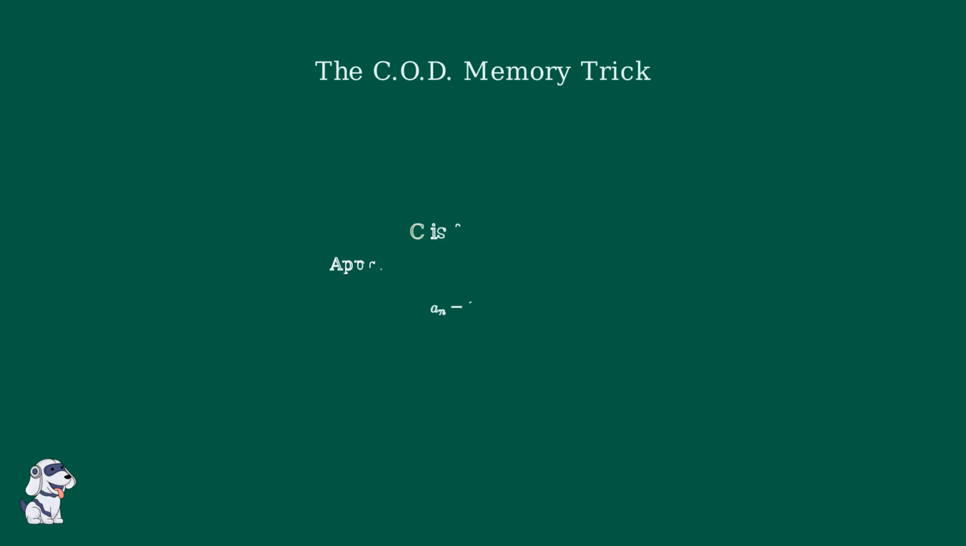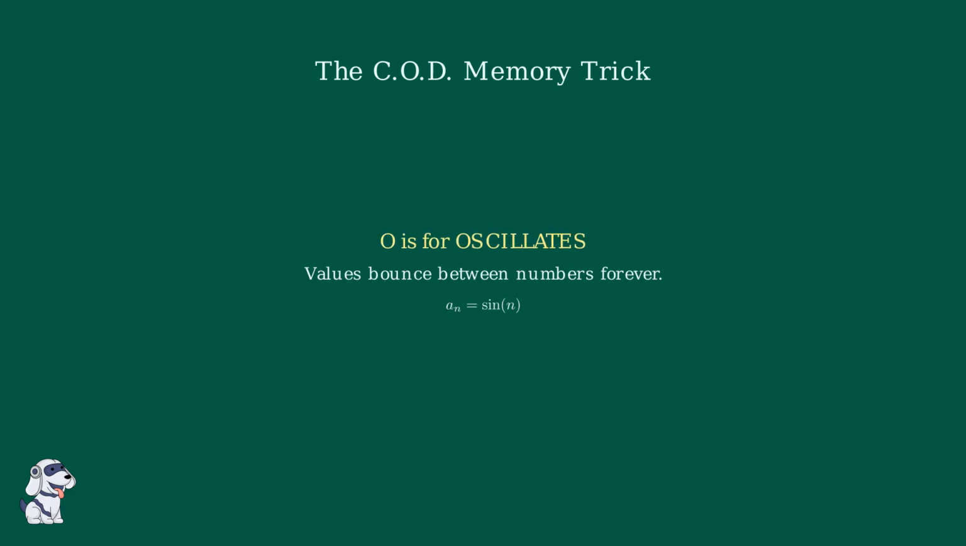C stands for close. If the sequence terms approach a single finite number, the sequence is convergent. O stands for oscillates. If the terms bounce back and forth between values without settling, it is divergent. D stands for drifts. If the values grow or shrink without bound towards positive or negative infinity, it is divergent. Remember, only sequences that drift close to a finite limit are convergent. Oscillating or drifting sequences are always divergent.